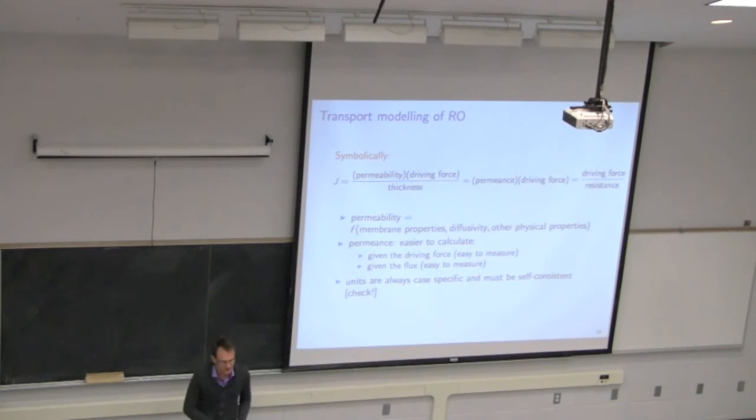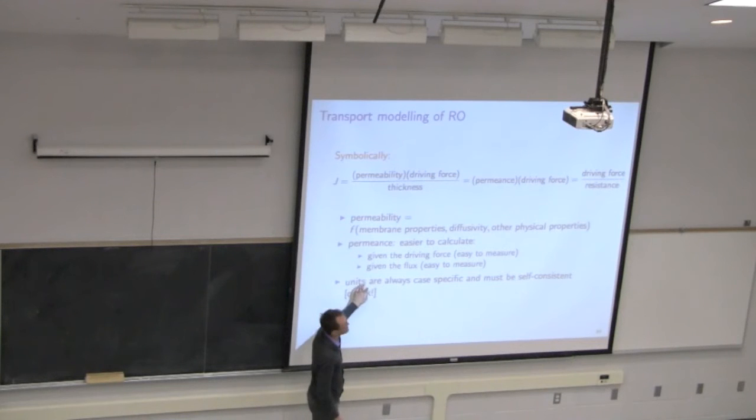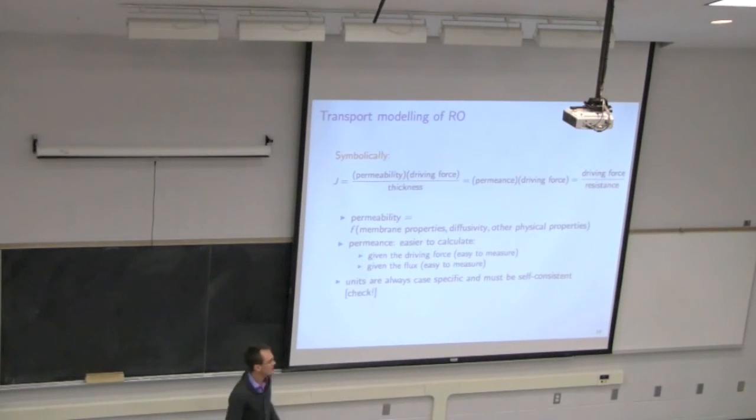We'll look at an example, as I said. The tricky part with permeance, though, is the units, because depending on how you measure J, whether J is a volumetric flux or a mass flux, and how you measure your driving force, your permeance will take those units and absorb them to be self-consistent. So be very careful when you're working with permeance and looking up data in the literature or reference books that you also consider what the units are of the flux and of the driving force.